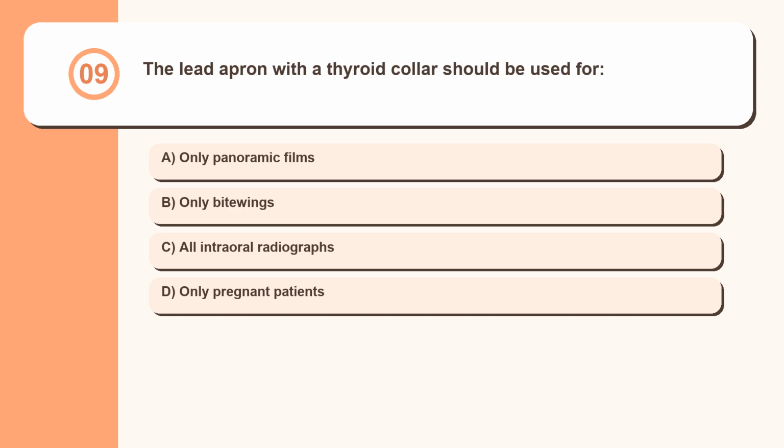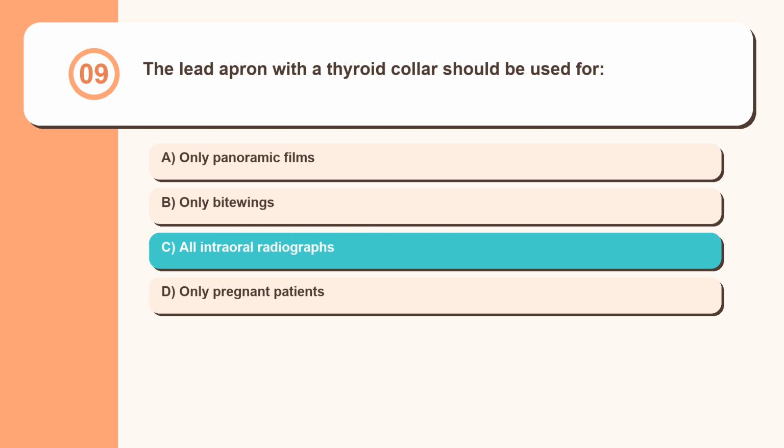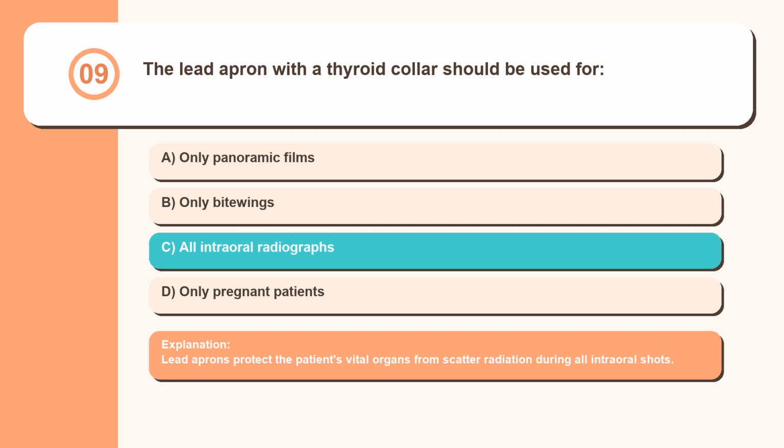Question 9. The lead apron with a thyroid collar should be used for only panoramic films, only bite wings, all intraoral radiographs, only pregnant patients. Lead aprons protect the patient's vital organs from scatter radiation during all intraoral shots.